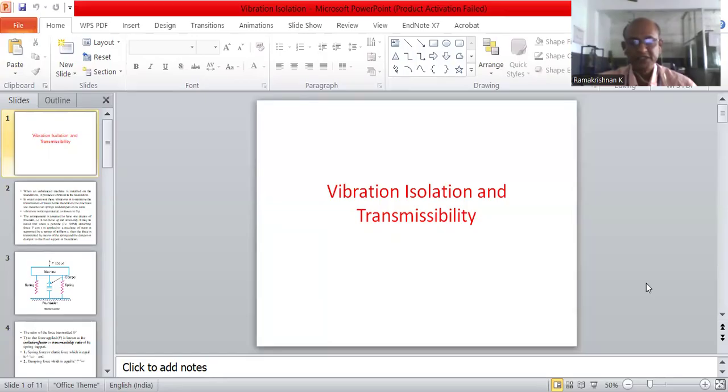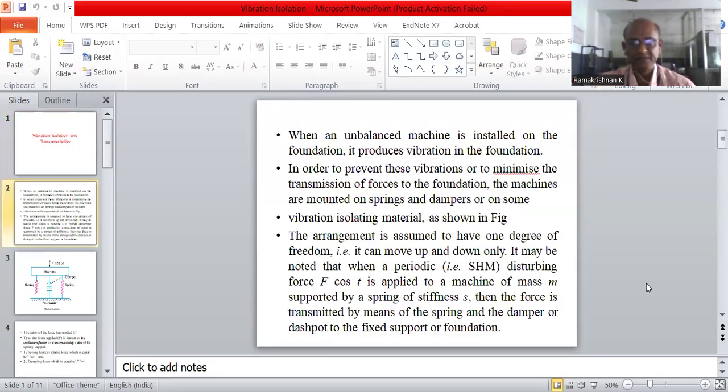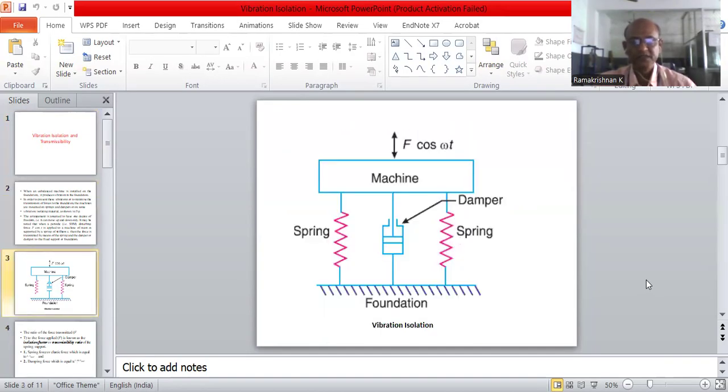Students, in this session, let us have a discussion on vibration transmissibility. So consider a system of a machine which is supported by springs and a damper. Initially, without the spring and damper, the machine is generating some vibratory forces, and they are transmitted to the foundation.